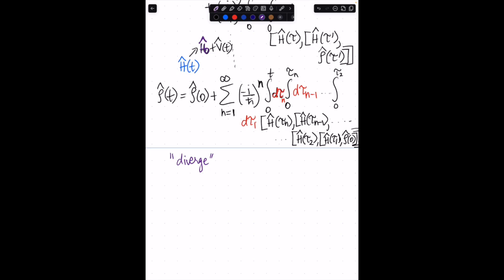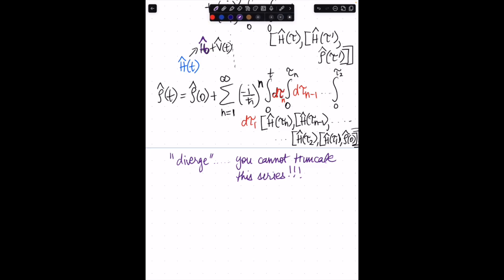And as a consequence of this divergence, you cannot truncate this series. Now, this is an issue. So you need to figure out a way in which you can find a solution by truncating this series.